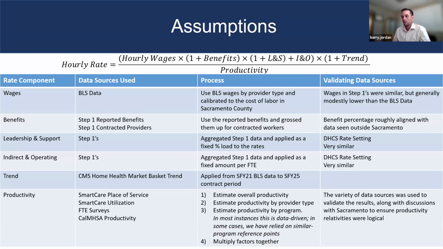The first component is the wages, and the data source being used here is the BLS data. We use the BLS wages by provider type, and they were calibrated to the cost of labor within Sacramento County. As a way to validate the sources, we looked at the wages in step one, and they were similar, but generally modestly lower than the BLS data. So overall, the BLS data did come out slightly higher than what the step one wages implied.